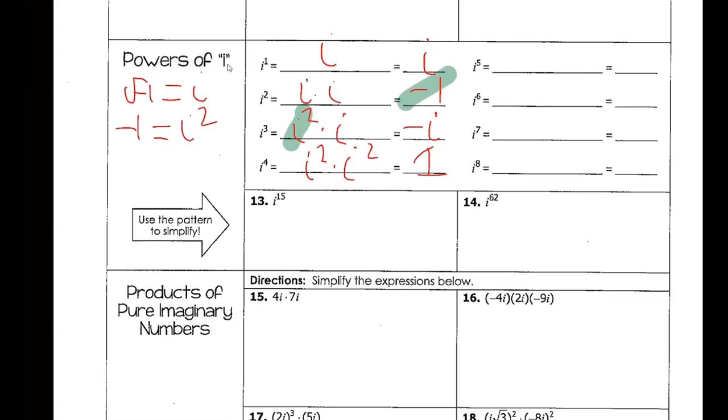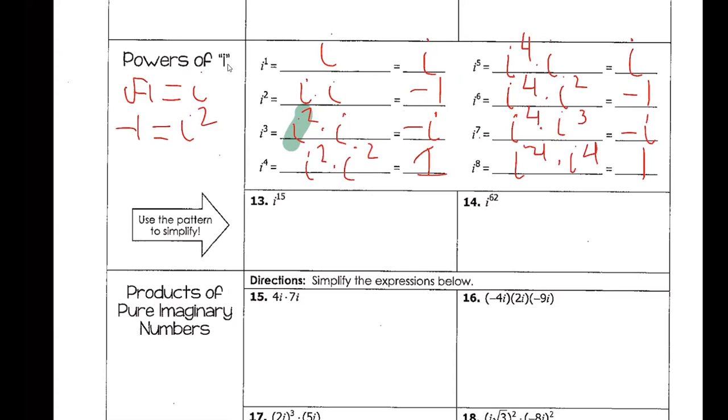And then you're going to see it follows that pattern. So i to the fifth would be i to the fourth times i, that would be just 1 times i, which is i. i to the sixth would be i to the fourth times i squared, which would be -1. i to the seventh would be i to the fourth times i to the third, which would just be -i, because i to the fourth is just 1. You can almost notice i to the eighth would be i to the fourth times i to the fourth, which would just equal 1.